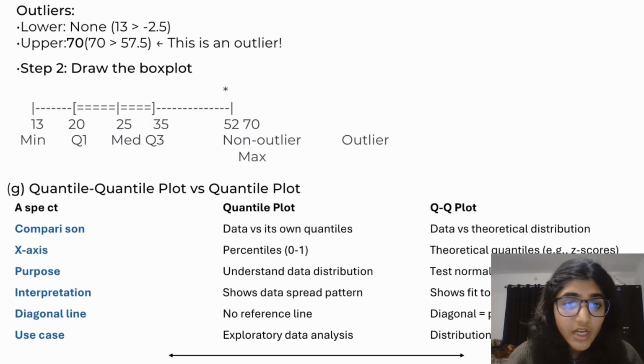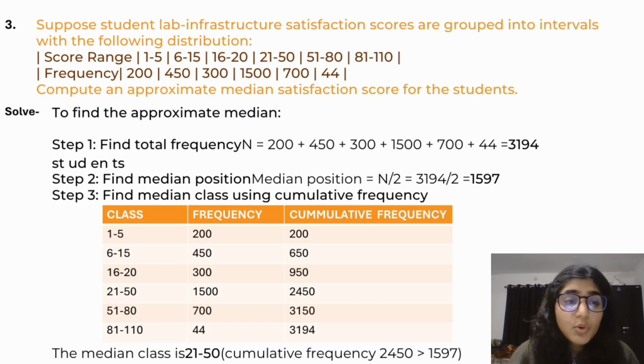Now, we have completed our two questions of part A. Moving on to the third question, that is, suppose student lab infrastructure satisfaction scores are grouped into intervals with the following distribution. In this table, score ranges are given as 1 to 5, 6 to 15, 16 to 20, 21 to 50, 51 to 80, 81 to 110. And the frequency is given as 200, 5, 450, 300, 1500, 744.